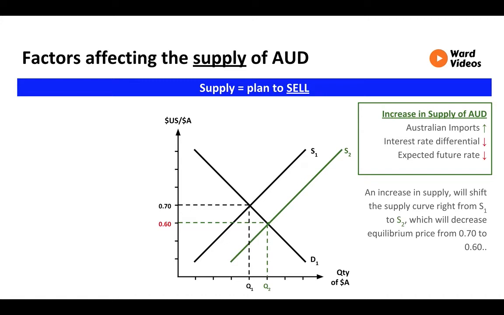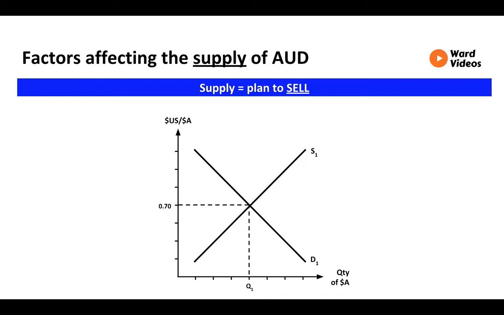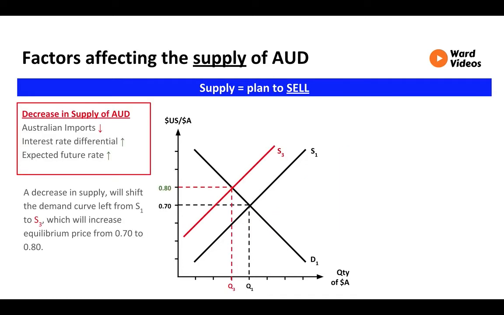Factors which will increase the supply of Australian dollars are: Australian imports increase, the interest rate differential decreases, and expected future exchange rates decrease. While a decrease in supply will shift the supply curve left from S1 to S3. In this example, it will increase the equilibrium price from 0.7 to 0.8. Factors which will decrease supply of Australian dollars are: Australian imports decrease, interest rate differential increases, and expected future exchange rate will increase.